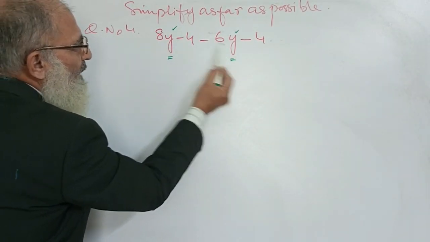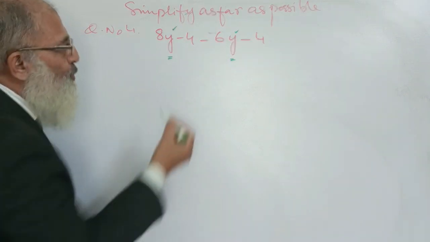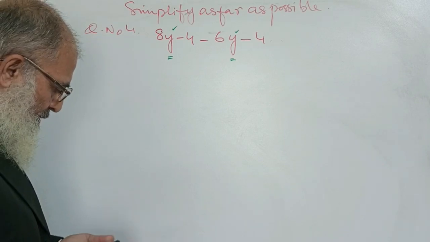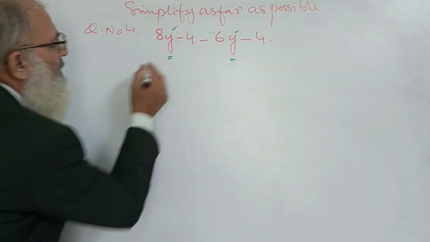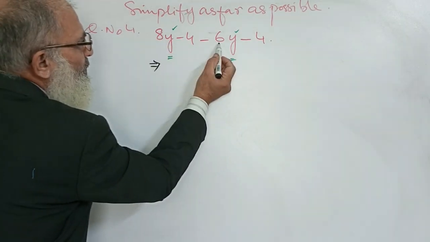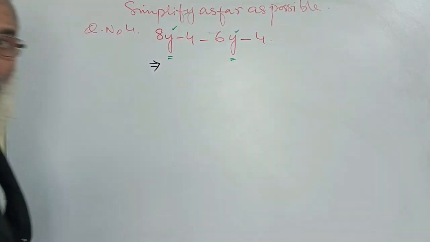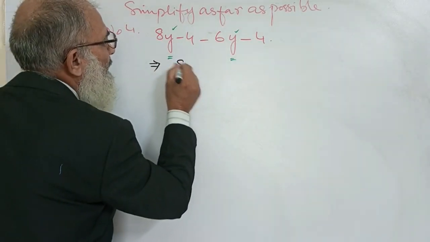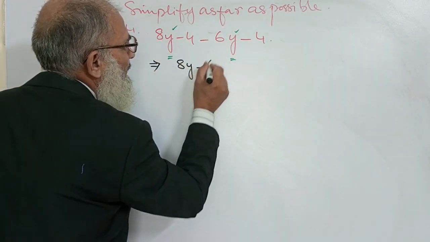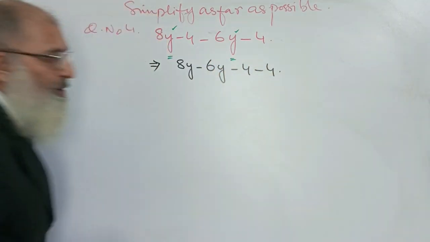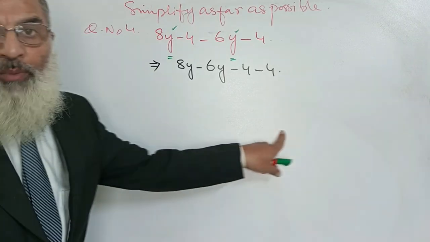So 8 minus 6 is 2. 8 minus 6 is 2. So start writing. That implies (8 minus 6)y. And I may tell you that you can also write it in this form. It is better to write it in this form.